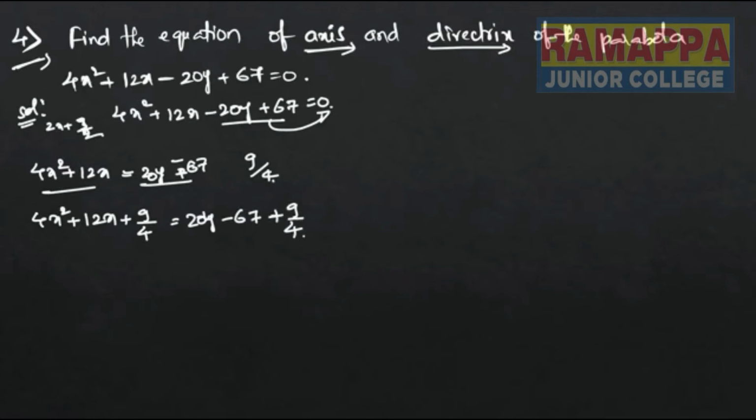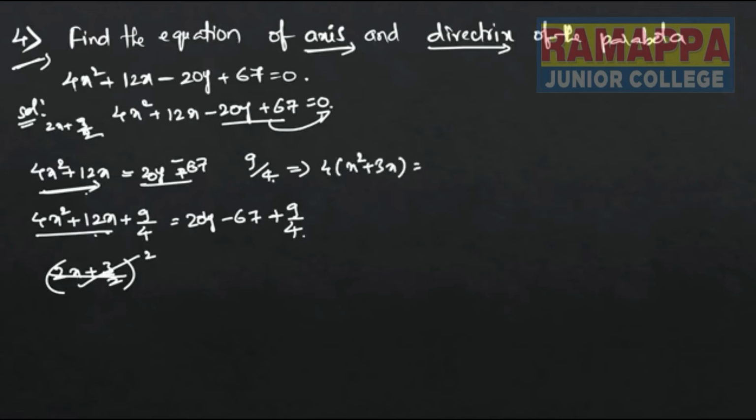So in this it will become (2x plus 3 by 2) whole square, 3 by 2 whole square. Here 4 will be common from these two terms. This will cancel, this one will cancel. So 4 will go there. Before adding, we'll do one thing here: take 4 common from these two terms. It will become 4 into (x square plus 3x).